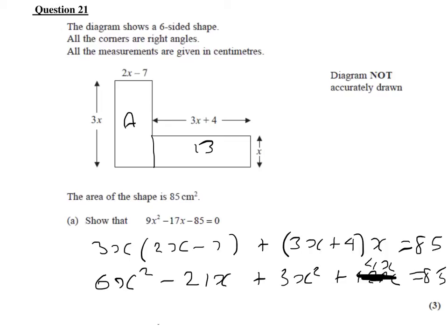So what have we got then? We've got 6x squared and 3x squared in x squared. That gives us what we want, 9x squared. And we've got minus 21x plus 4x gives me the minus 17x. And as I say, if I had carried on with my error, I would have realised it was wrong because it wouldn't have come to minus 17x. Now we've got 85, so we'll bring the 85 over to the left side of the equal sign, and therefore it will be equal to 0 as required. So that's the answer to part A.